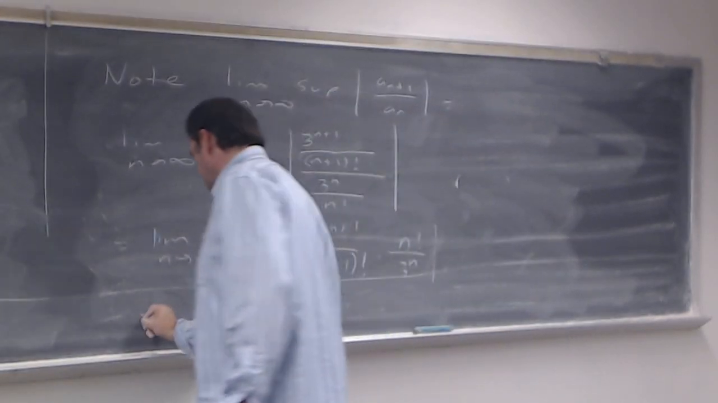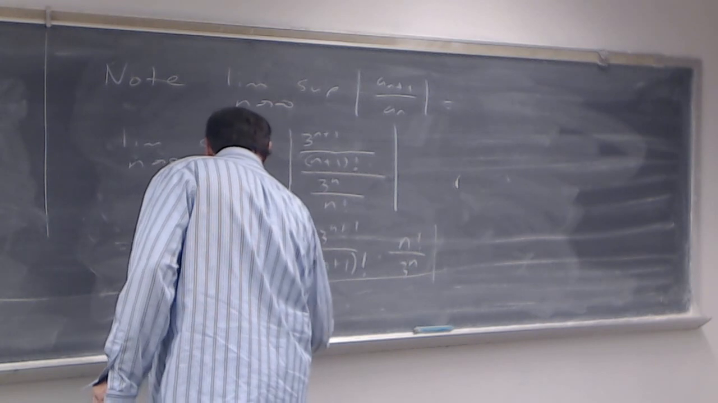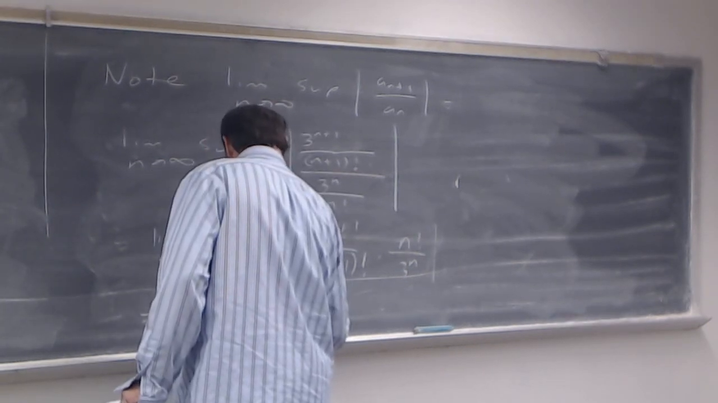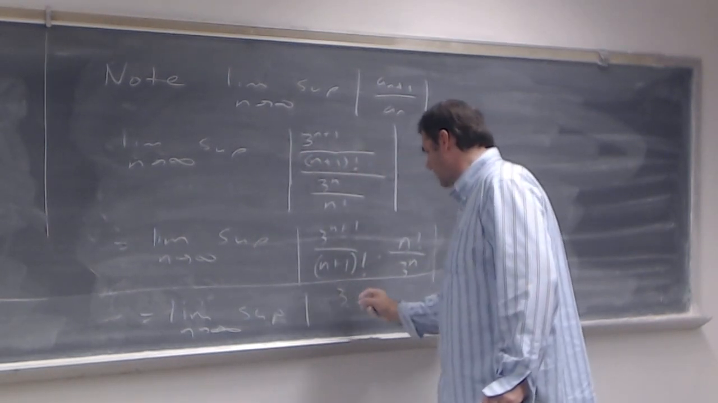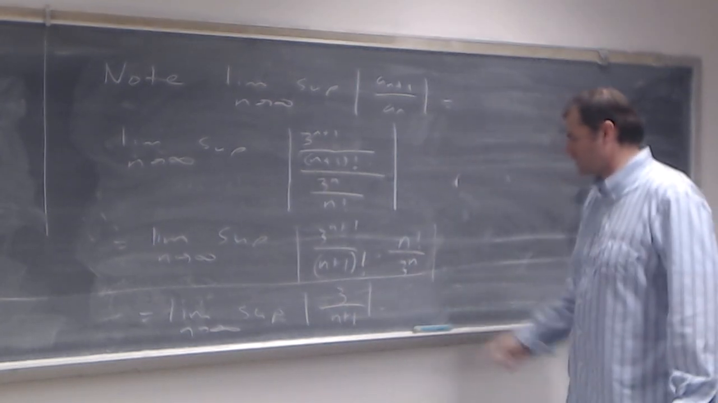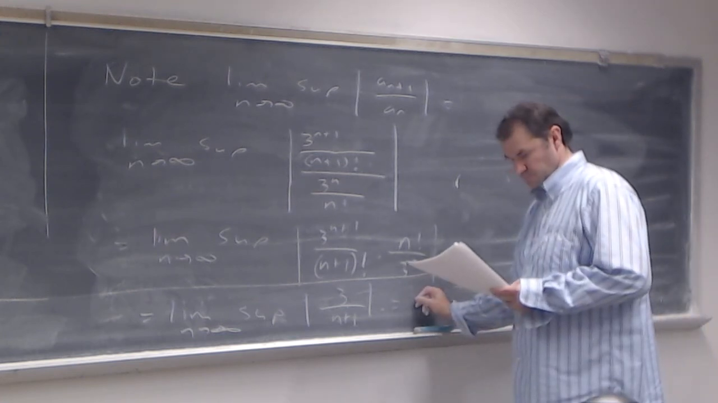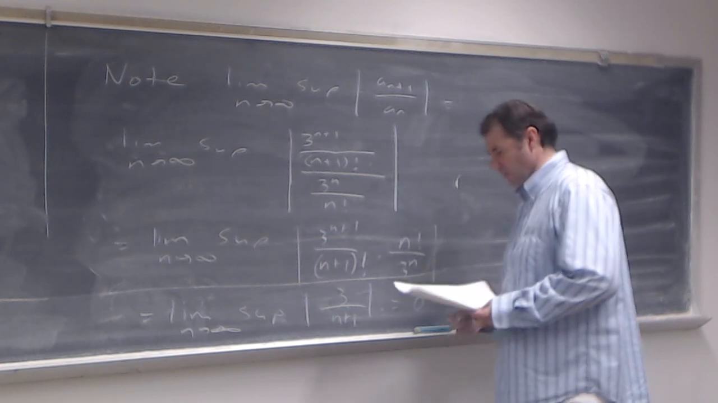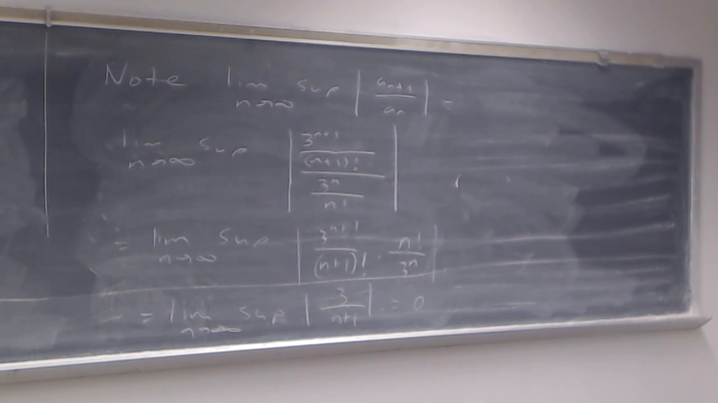And that's equal to the lim sup as n runs to infinity of the absolute value. Well, we have some cancellation. I just have 3 in the top, and in the bottom, I just have n plus 1. And the absolute value of this is just 3 over n plus 1. And lim sup of that's going to be 0. So that's less than 1. So by the ratio test, this series is going to converge.